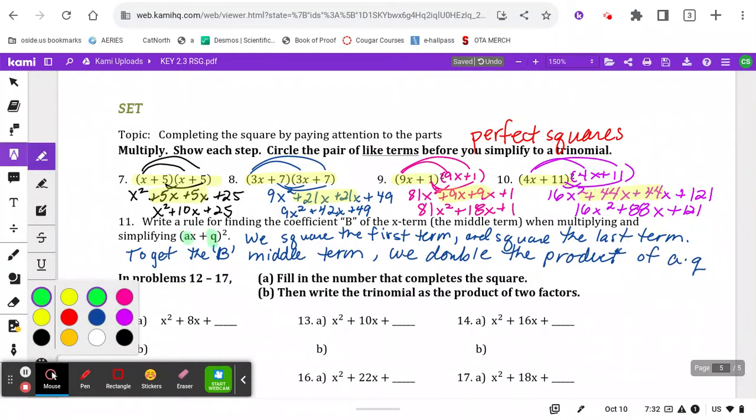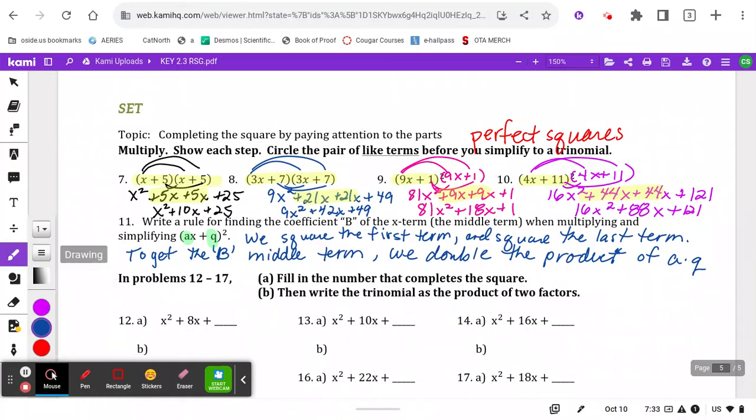Right here. So for example, if it was a 3 and a 7, 3 times 7 was 21, 21 and 21 made 42. If it was a 9 and a 1, 9 times 1 is 9, 9 plus 9 is 18. We're taking the product of that a and that q, and then we're doubling it each time. So the way we would write that little formula is 2 times the product of a times q. We double the middle term.